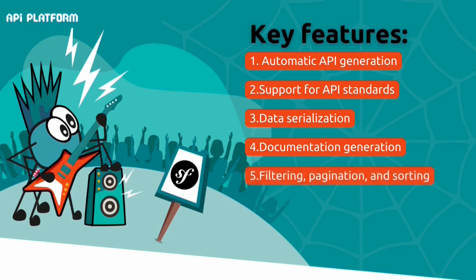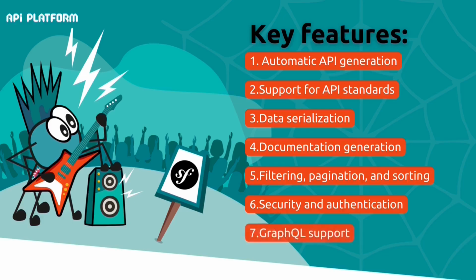Fifth, filtering, pagination, and sorting. Built-in capabilities for filtering, pagination, and sorting simplify working with large data sets, offering flexibility in processing requests. Sixth, security and authentication. API Platform integrates with Symfony's security mechanism, making it easy to add authentication and authorization, including support for JWT, OAuth, and other methods.